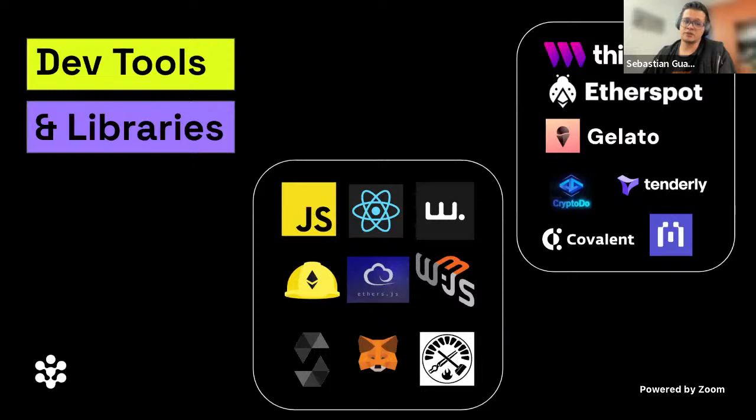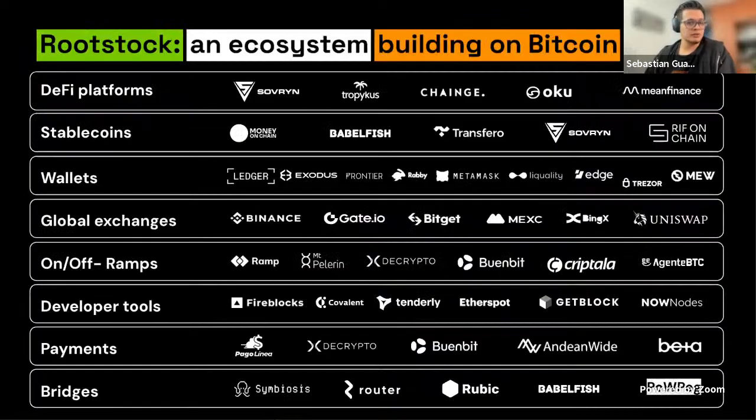We have different dev tools and libraries, which are equivalent and you can just use inside of our network because we are fully compatible with them. You can use Web3, Etherspot, Gelato, Wagmi, Hardhat, among others. Also, these are some of our partners which are building right now in our ecosystem. We have DeFi platforms, stablecoins, wallets, global exchanges, off and on ramps, developer tools, payments, and some bridges.